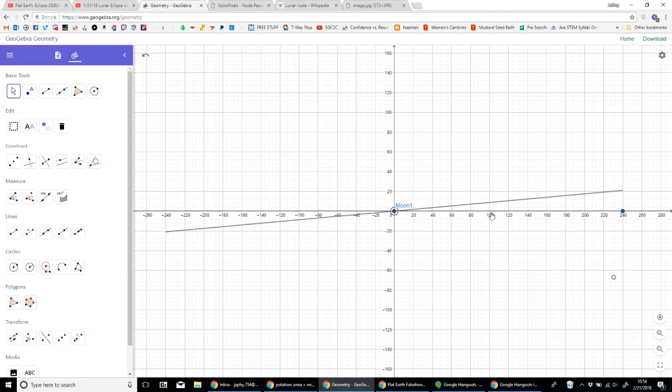So this x-axis represents the ecliptic. It represents the plane of the sun to us. Okay, so every now and then, the moon is in a line, a direct line between the Earth and the sun. 0 degree deviation. Okay.